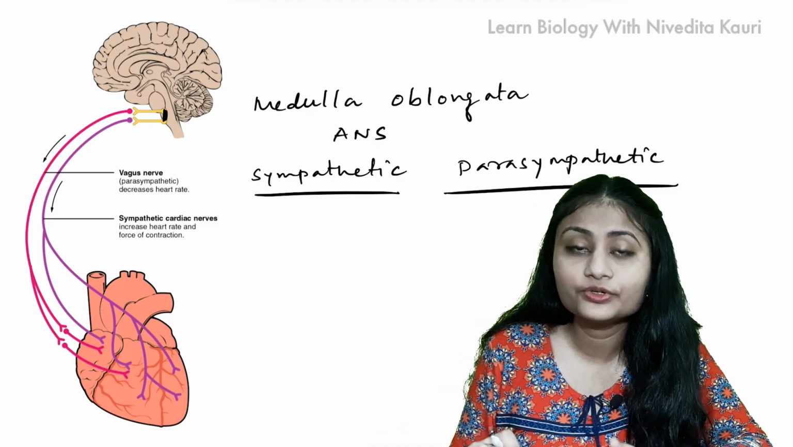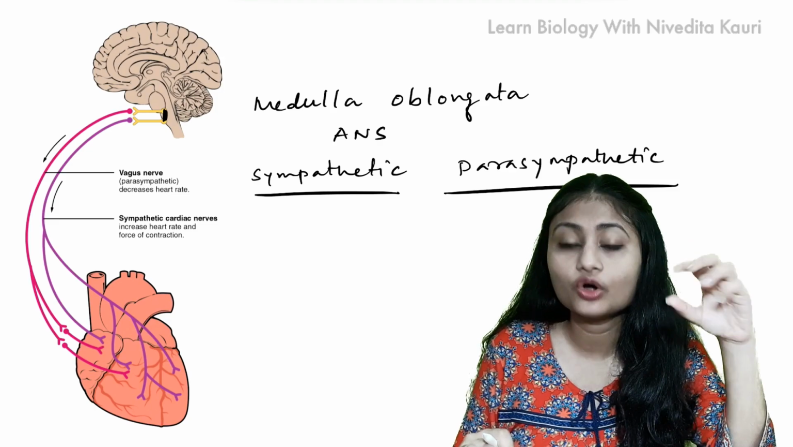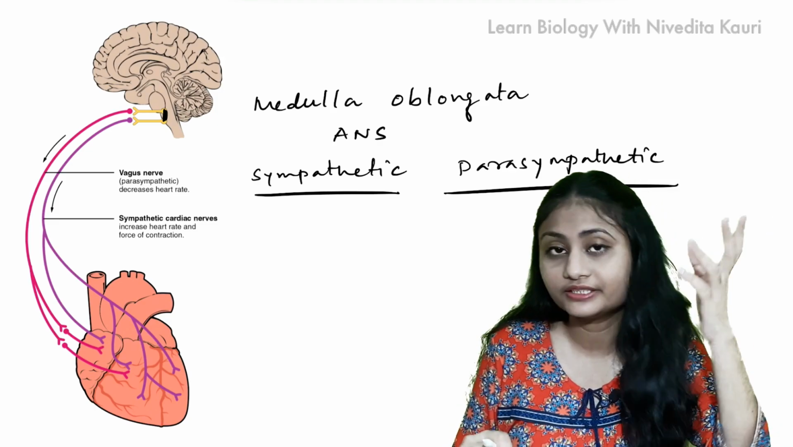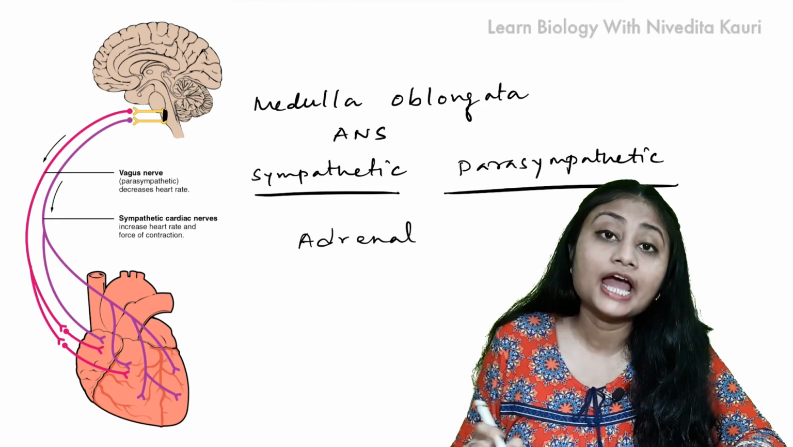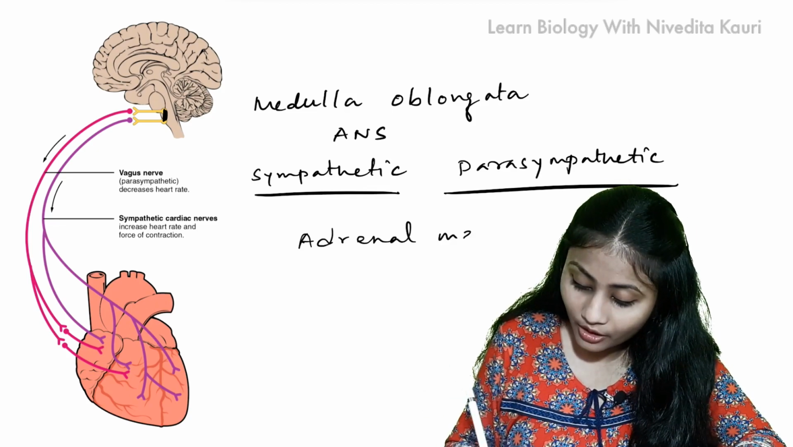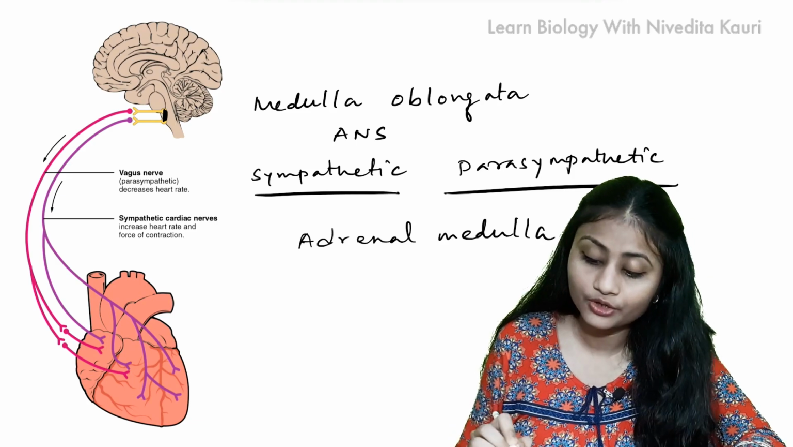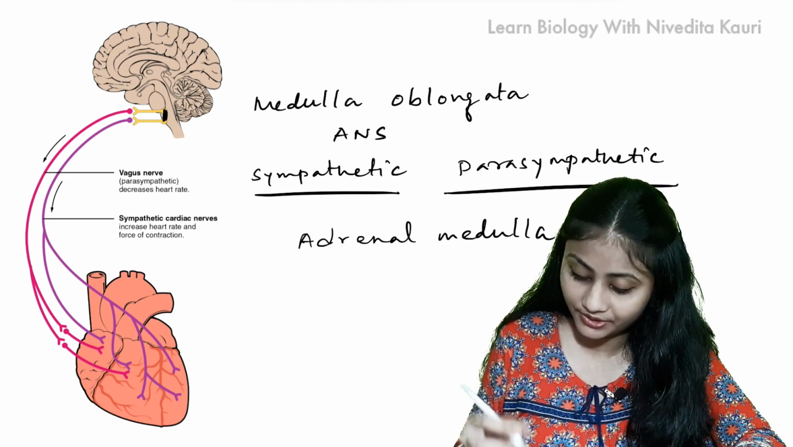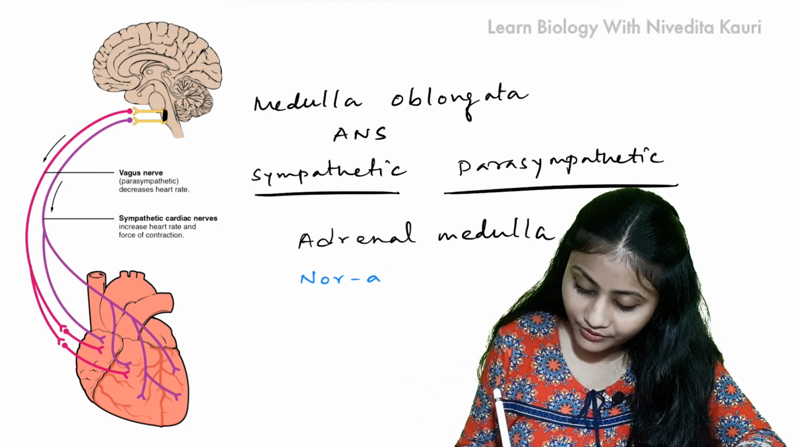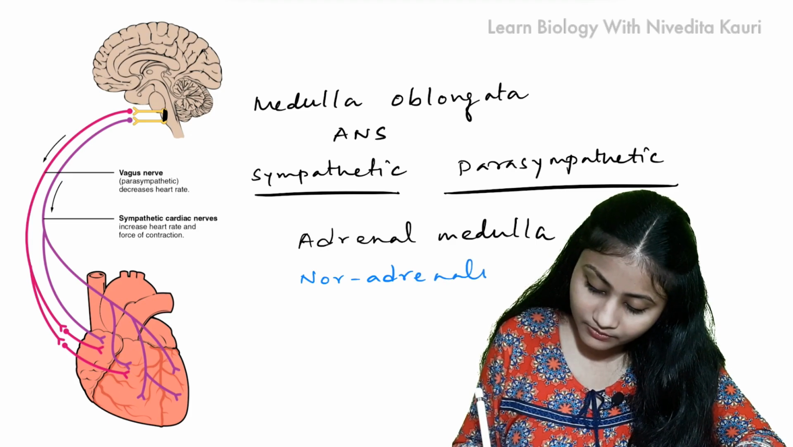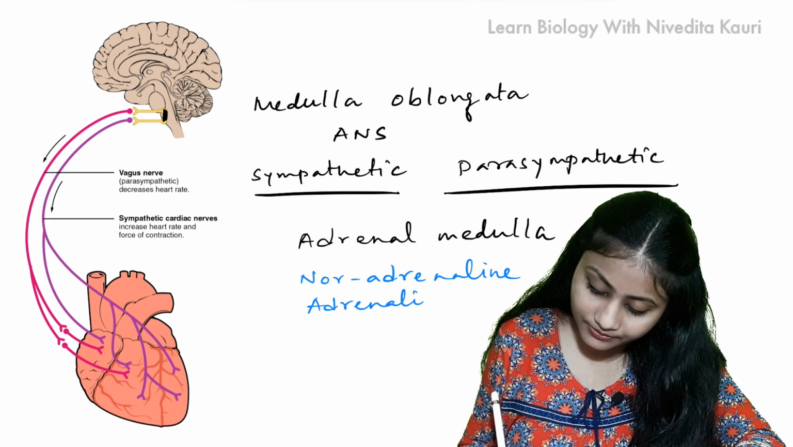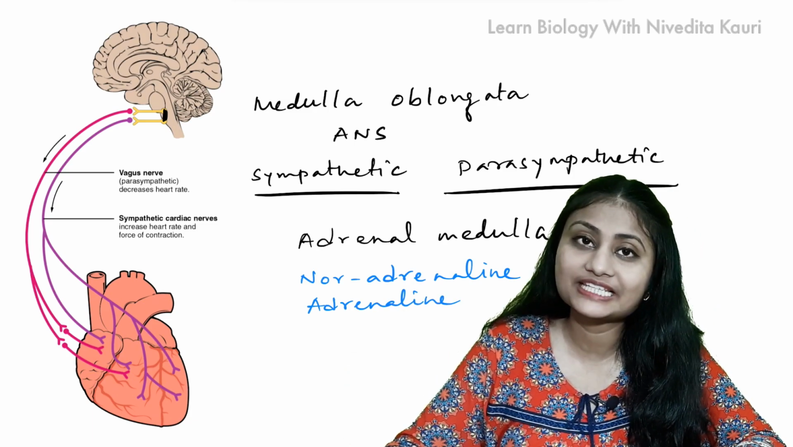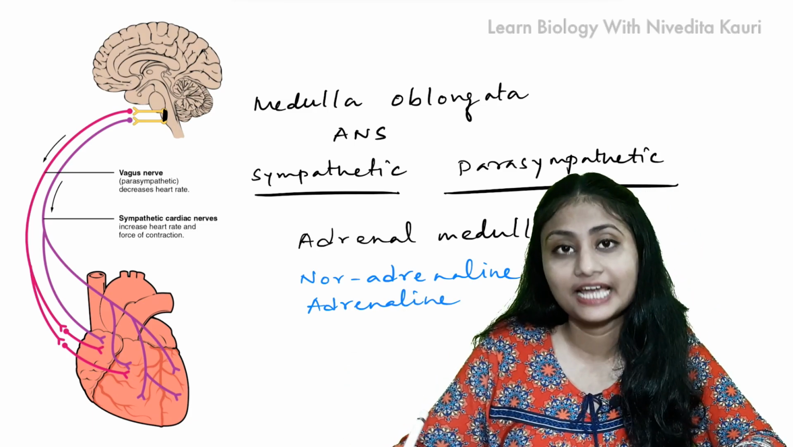Now we have two adrenal glands on the upper pole of kidney. These are known as adrenal glands. And from the medulla of the adrenal gland, two hormones are released. They are the noradrenaline and adrenaline. These two hormones can also stimulate the cardiac activity.